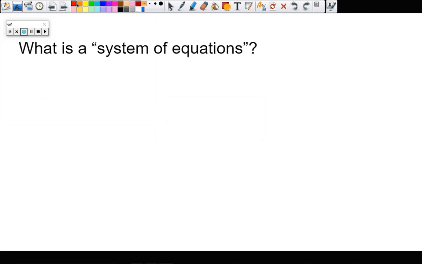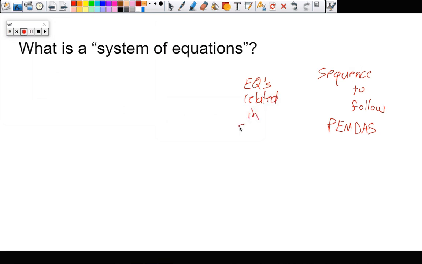Like the sequence that you have to follow. Okay. So the sequence that you have to follow for what? So like PEMDAS, you know. Okay. So you're relating it to something like PEMDAS. Okay. I think it's like a set of equations that are related in some way, like they share a point. Okay. Charlie? I was just basically going to say what you said. Same thing. So equations related in some way.